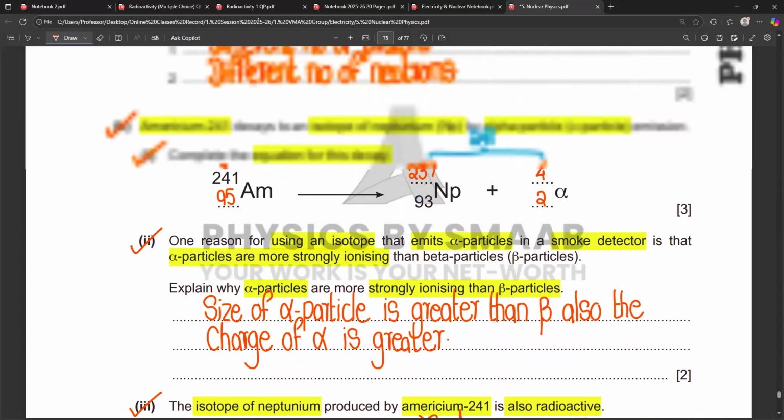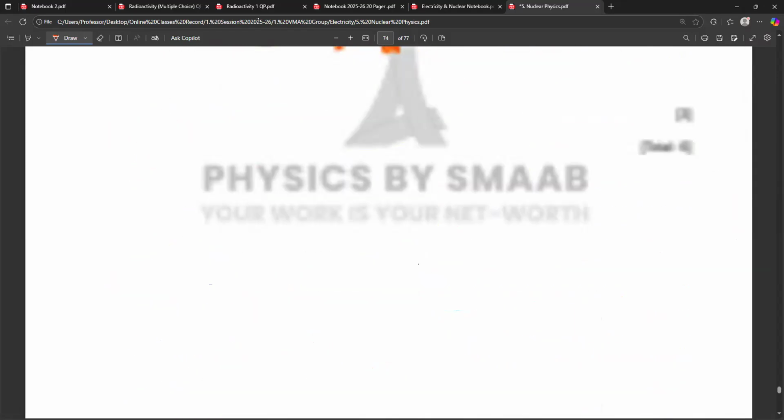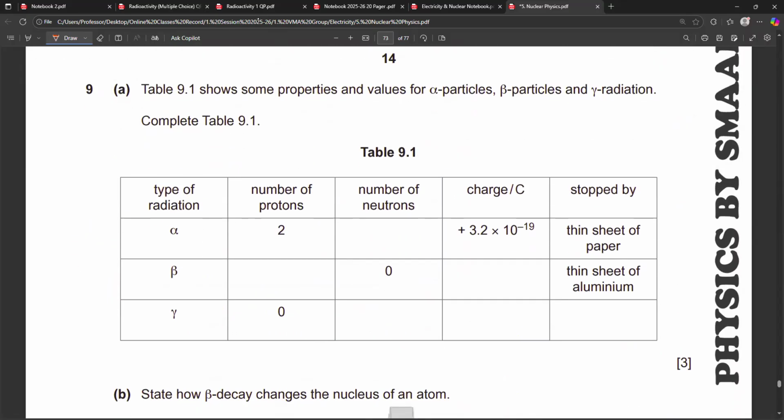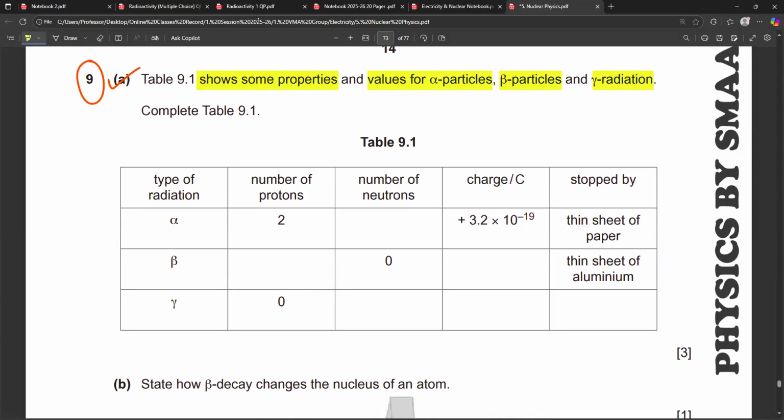Okay, next question number 9. Table 9.1 shows some properties and values for alpha particles, beta particles, and gamma radiation. Now complete table 9.1. State how beta decay changes the nucleus of an atom. So let's suppose you consider any element, and first of all we have to complete this table 9.1. Then we have to answer how beta decay changes the nucleus of an atom.